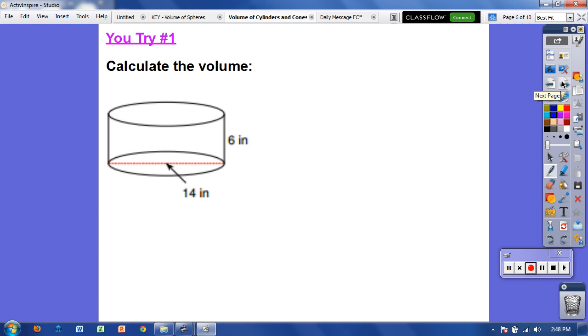So here's your first U-try. There are two U-tries, one for a cylinder and one for a cone. And so this is the first U-try. And we will talk about that one tomorrow.